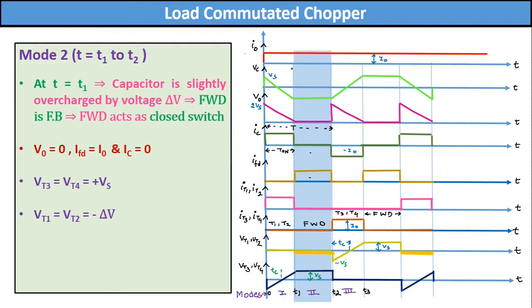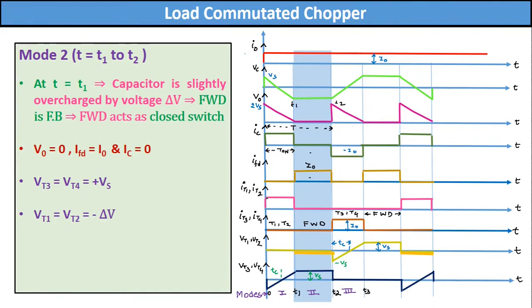Now coming to the output waveforms for the mode 2 operation from time t equal to T1 to T2, this is shown by this shaded area. Here you can see the voltage across the capacitor is constant from T1 to T2, because the capacitor is not getting any path to discharge itself. As the capacitor is not getting any path to discharge, the capacitor current will be equal to 0 in the mode 2 operation. And as the short circuit created by the freewheeling diode comes across the load, the load voltage will be equal to 0 in this mode. The freewheeling diode current will be equal to the load current I naught.